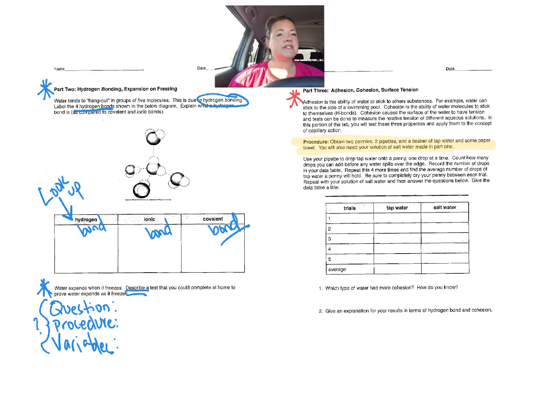Read the instructions. It says you're going to be using the pipette to drop tap water onto the penny 1 drop at a time and count how many drops you add before it spills over the edge. Record that in your data table. Notice that there are several trials for you to do and then take an average. And then there are 2 questions for you to answer underneath there.